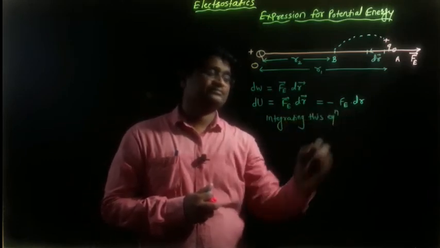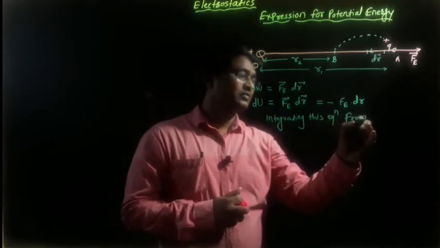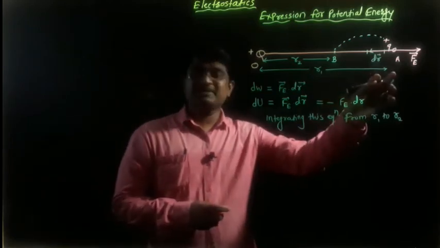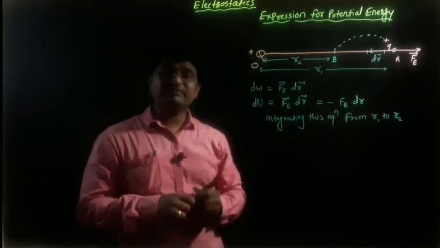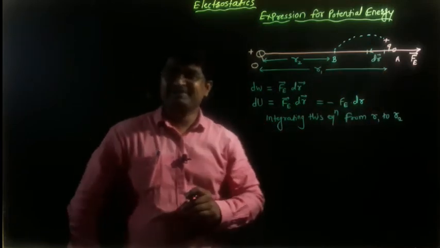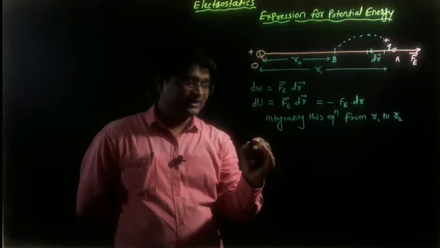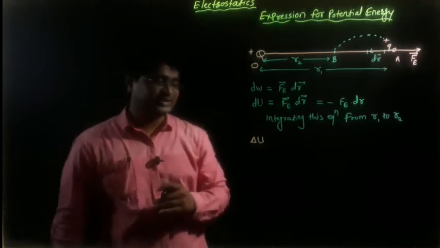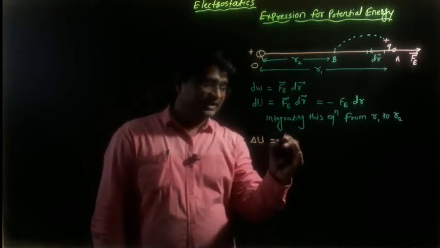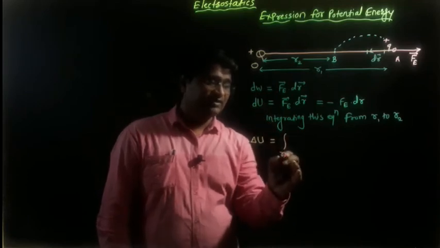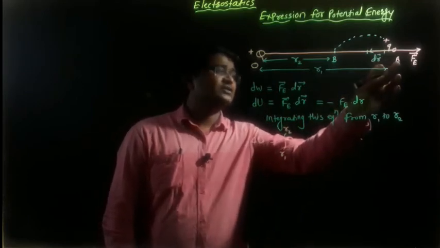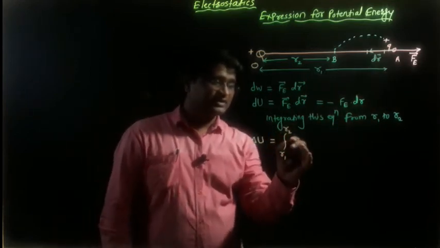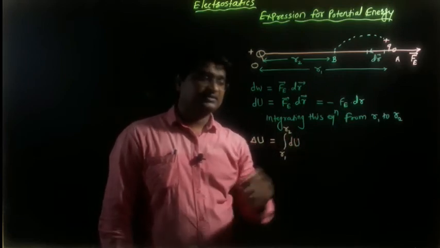Integrating this equation from r1 to r2, the limits are r1 to r2. So r1 is the initial distance and r2 is the final distance. Simply, we find out the total work done when moving from A to B. The total change in potential energy will be denoted by delta U. So that is the total increase in potential energy, the total change in potential energy from r1 to r2. Get clear? But what is the value of dU?